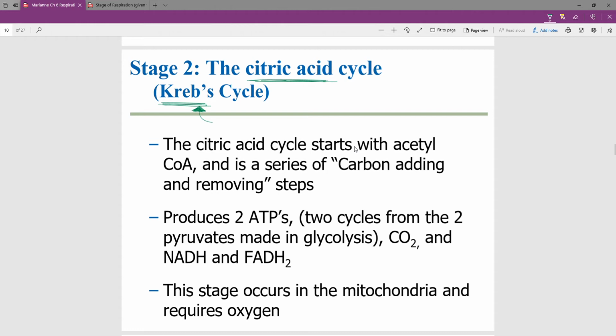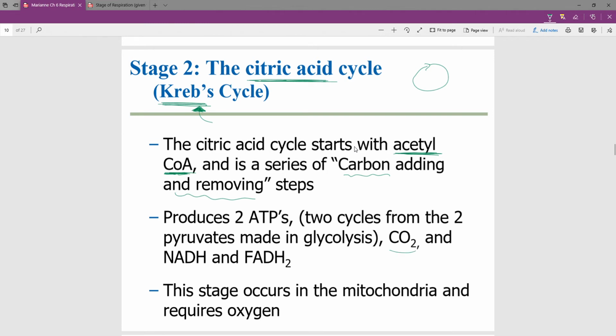And so the citric acid cycle, we're going to start with acetyl-CoA, which is why that's what the notes say, and that's not where glycolysis left off. So we did have that in-between step that was neither the Krebs cycle nor glycolysis. The whole citric acid cycle is really a series of carbon adding and removing steps. And so it is a cycle. It literally cycles through and keeps going round and round. And as the carbon gets added and taken away, there are a few key things that happen.